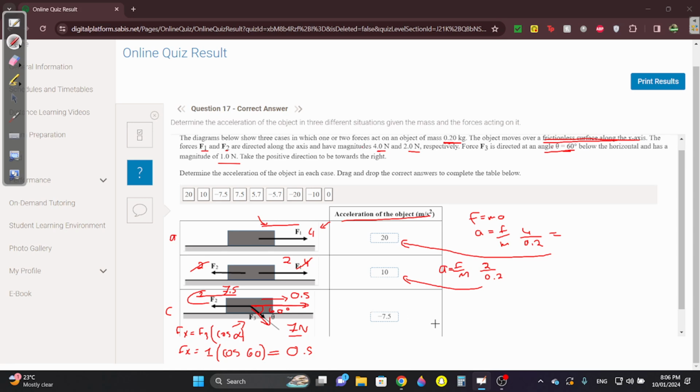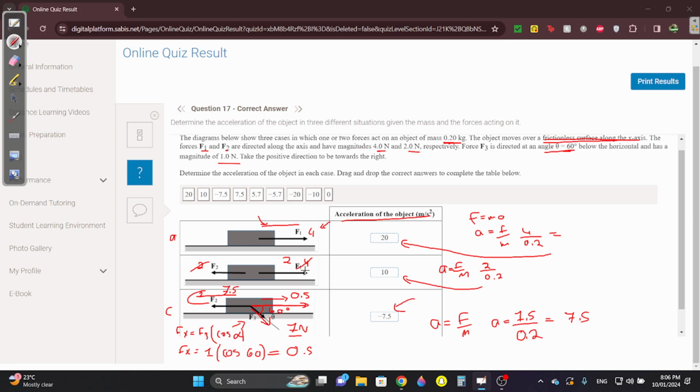Okay, we go back to our equation. A equals F over M. A equals the force, which is 1.5, divided by the mass 0.2, which is going to be 7.5. But you're going to tell me, Walid, why is the answer negative?